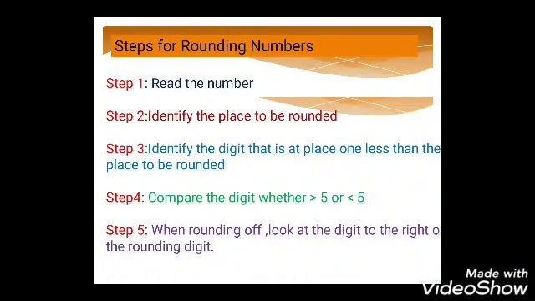So, let us discuss the steps of rounding numbers. Step 1 is read the number. Second step, identify the place to be rounded. Identify the digit that is at the place 1 less than the place to be rounded. Step 4, compare the digits, whether it is greater than 5 or less than 5. Step 5, when rounding off, look at the digit to the right of the rounding number.